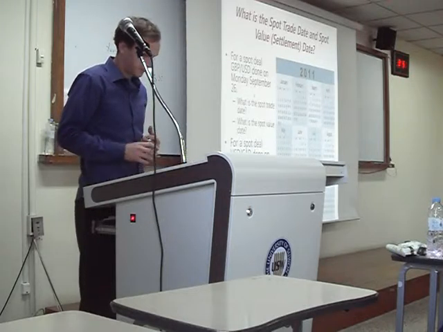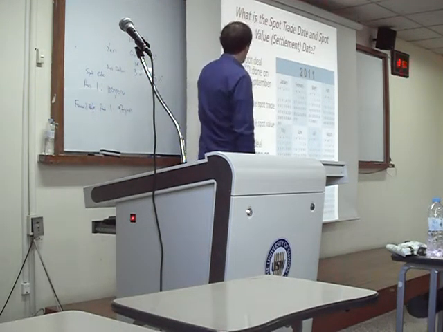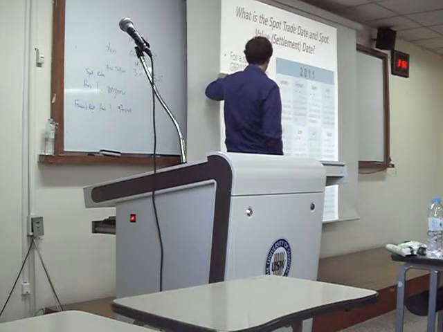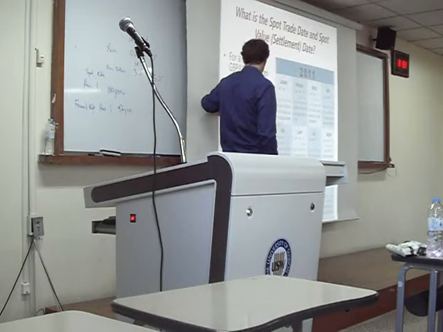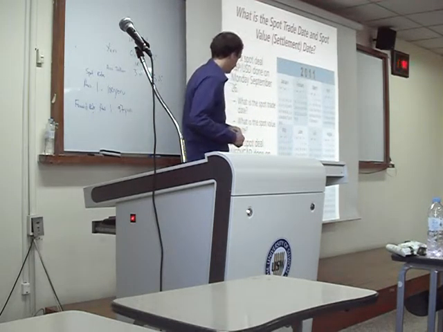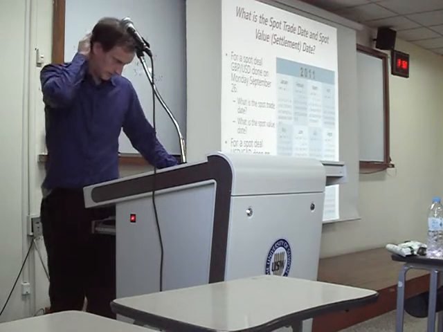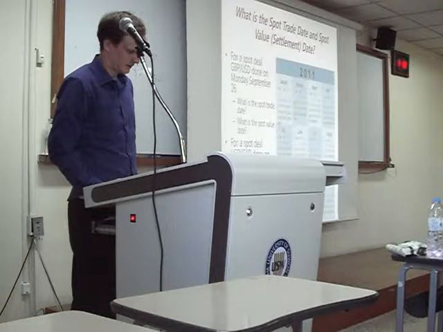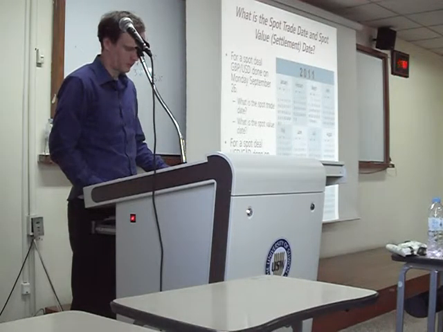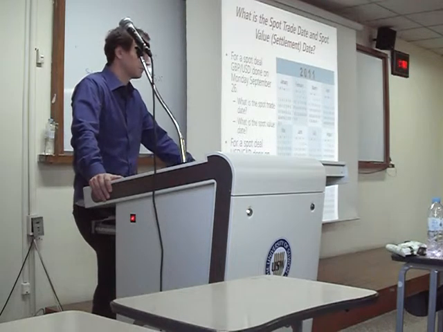So, look at this calendar. Maybe you have it there. For a spot date, Great British Pound, US dollar, done on Monday the 26th. Okay, what is the spot trade date? What is the spot value date? So, look at the calendar, and also for the deal done on September the 26th and on September the 30th. What is the trade date and what is the value date? Discuss with your partner.